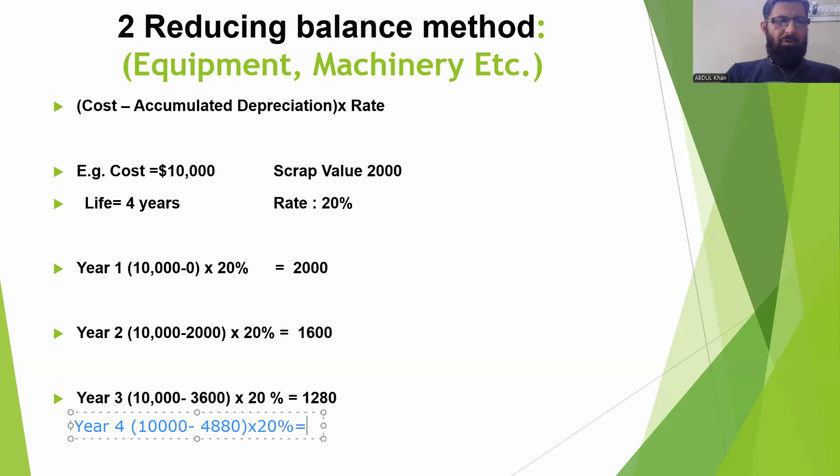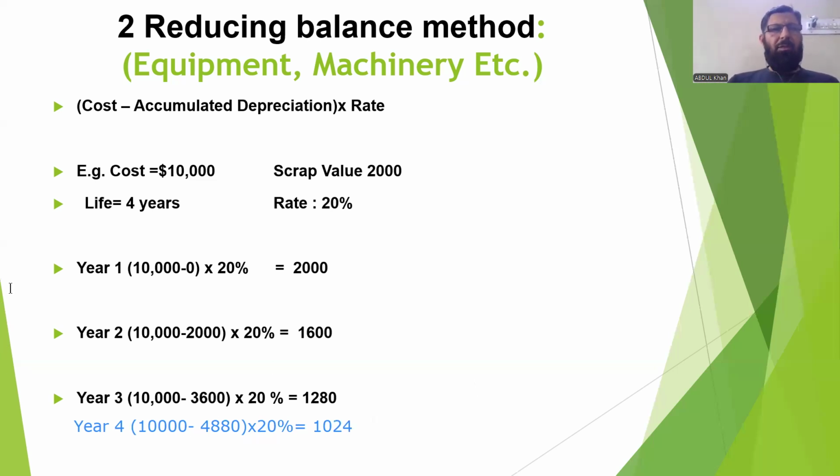4,880. Then what you have to do, you have to write 10,000 minus 4,880, and then you have to apply the percentage, 20%. Then you will get 1,024. So 1,024 is the depreciation for year four. So this is how you calculate it.